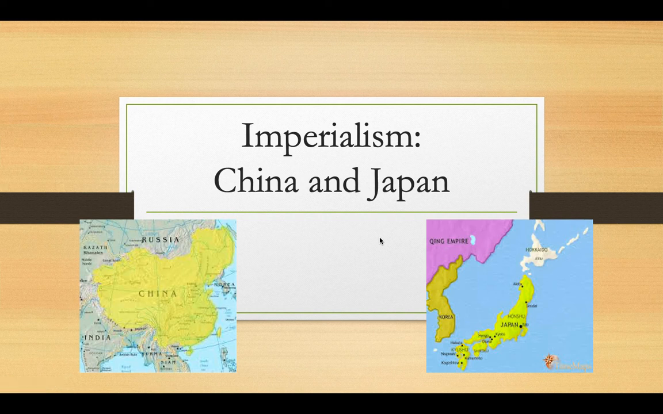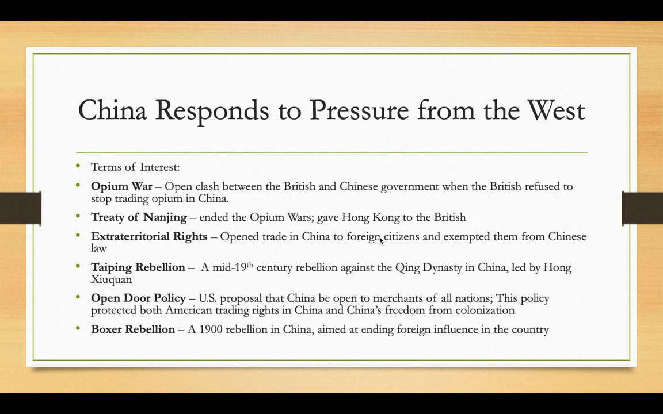All right, so we are going to do our last set of notes for imperialism, and we're looking at China and Japan. So what I have here are just some terms of interest for imperialism in China. So we have the Opium War, the Treaty of Nanjing, extraterritorial rights, Taiping Rebellion, open door policy, and the Boxer Rebellion.